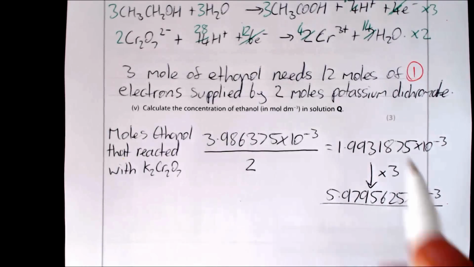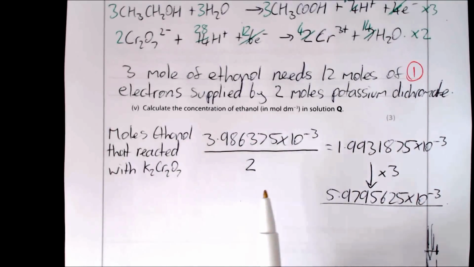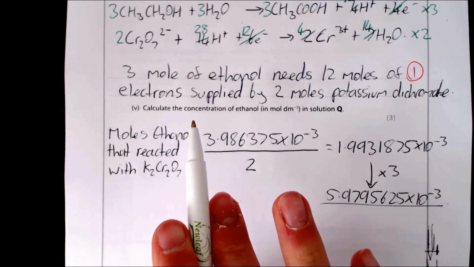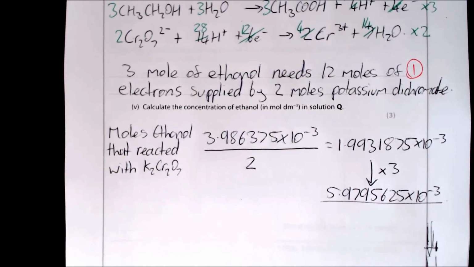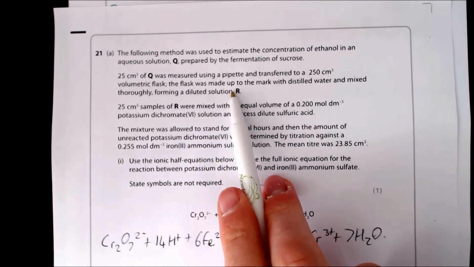The original amount, remember at the start, we said we took a very concentrated amount, added it to a 250 centimeter cubed flask, and then we diluted it down. So we've diluted it down and then taken a portion of that, 25 centimeters cubed, put it into here and then titrated it. So effectively what we have to do is work out the concentrated amount, so the moles in 25 centimeters cubed of Q. Remember, Q was the actual original concentrated solution that we had before we diluted it to make R.